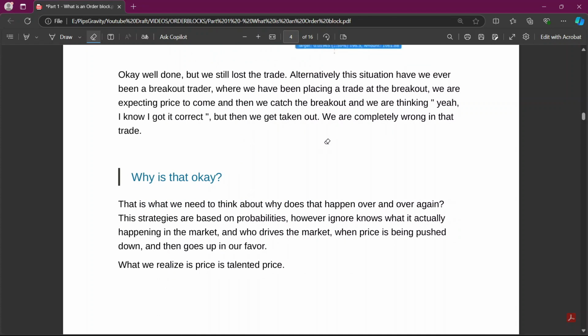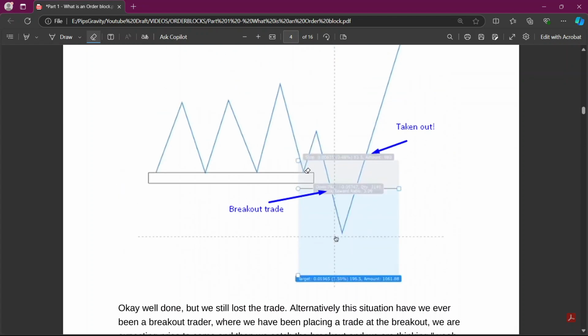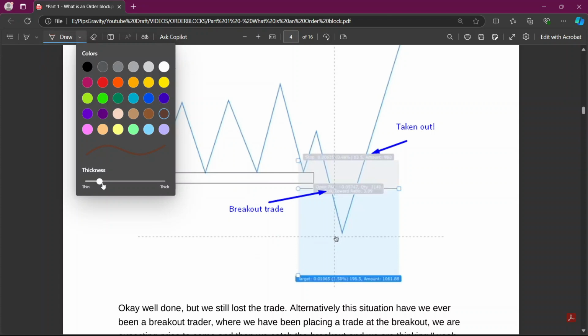So in this situation, we alternatively might decide that we are going to take a breakout trade, but that also gets taken out. So those are the buyers and the sellers. All of them get taken out. There were sellers right here from the breakout. There were sellers from this resistance level up here. So let me draw it for you.